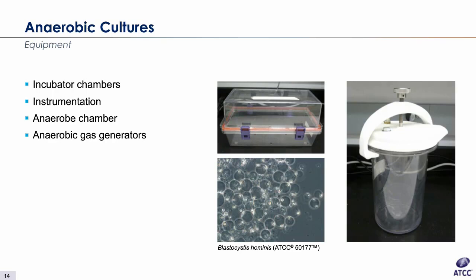Now that works for most things, like the Blastocystis hominis seen here. I know it looks like soap bubbles, but that's Blastocystis. It does not like oxygen, but it can tolerate it generally well enough to be worked with on the benchtop for a few minutes. Now, if you have something that is very sensitive to oxygen, can't tolerate it whatsoever, or you're working with large-scale cultures, it is recommended to use an anaerobe chamber that you reach your arms in with the gloves and manipulate things inside the hood, and there's no oxygen at all.